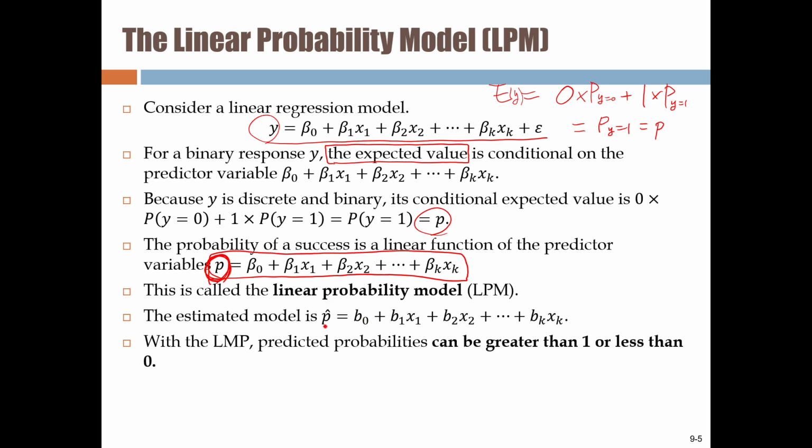Of course, the estimated model is an estimation. We will find out what B0, B1, B2, and so on are. The problem of this model is that because we just make a prediction, and y is 0 or 1, the line can go outside, above 1 or below 0.